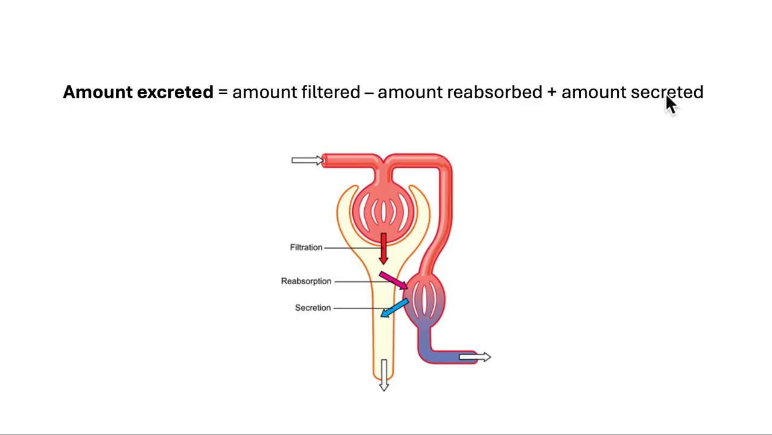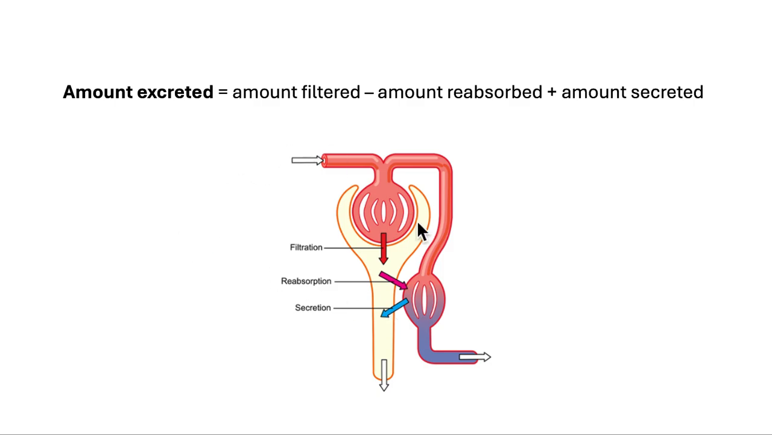So you can look at some of these animations and directions here. In filtration, we're moving from the blood to the capsular fluid. In reabsorption, we're going from the tubular fluid back to the blood, and secretion is the exact opposite of reabsorption. So we're going from the blood into the tubular fluid. And then we'll continue on from there.